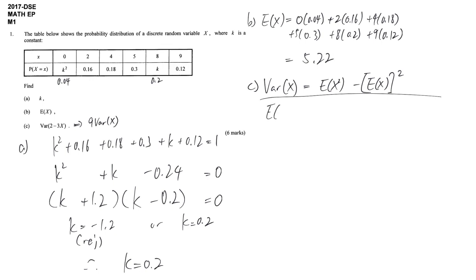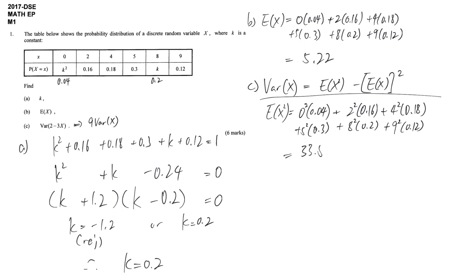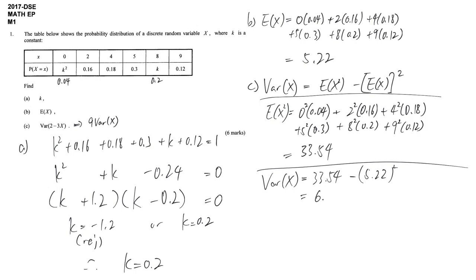To calculate E of x squared first. Again, it's the first outcome, 0 squared times the corresponding probability. The second outcome, 2 squared times the corresponding probability, and so on and so on. We have 33.54. So we can go back to our calculation: 33.54 minus 5.22 bracket squared. That gives 6.2916.